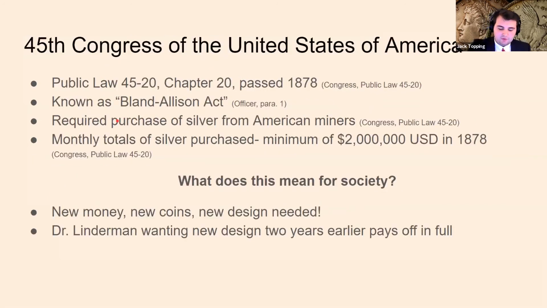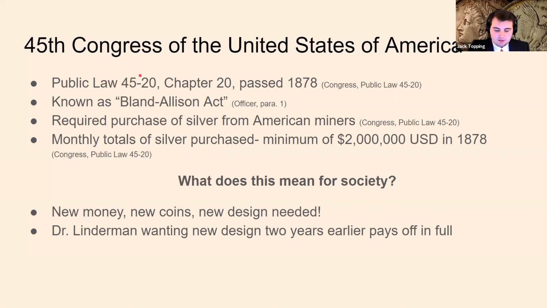So let's fast forward 2 years to 1878. And we soon realize why Dr. Linderman was brilliant for planning ahead in terms of wanting a new coin design 2 years earlier. Like the previous Congress that we mentioned, the 45th U.S. Congress decides to contribute, in a way, to numismatics by passing Public Law 4520.